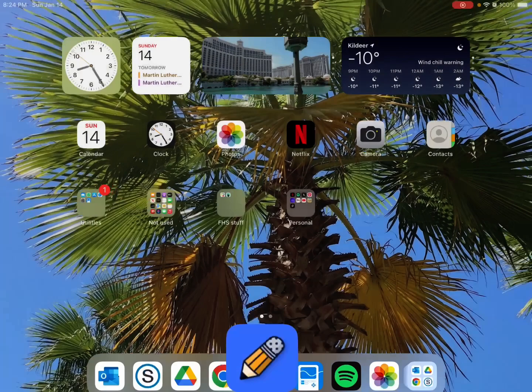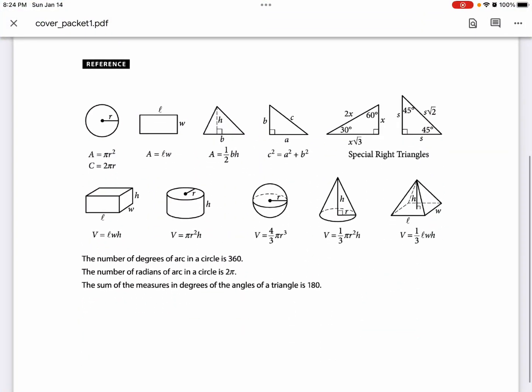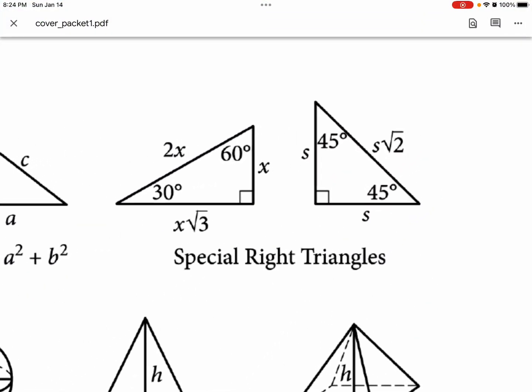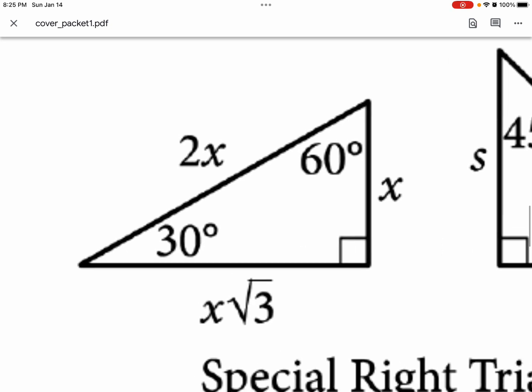But I also want to flip to the formula sheet. This is on the front page of the packet. But look, not very often will you use this formula sheet, but you do have it there for reference. Do you see the 30, 60, 90 triangle right here?